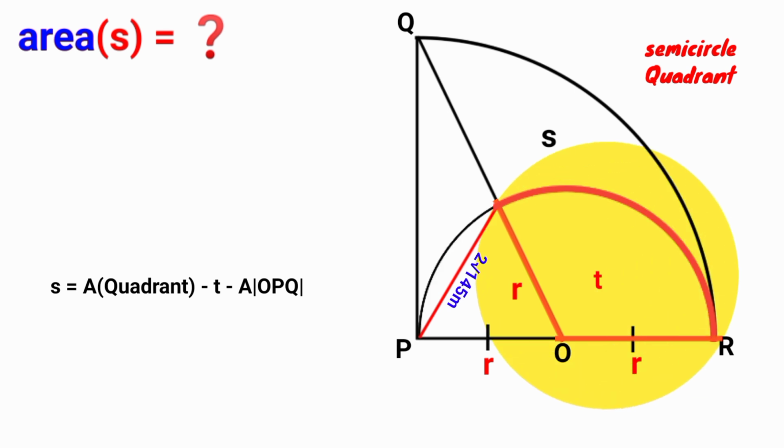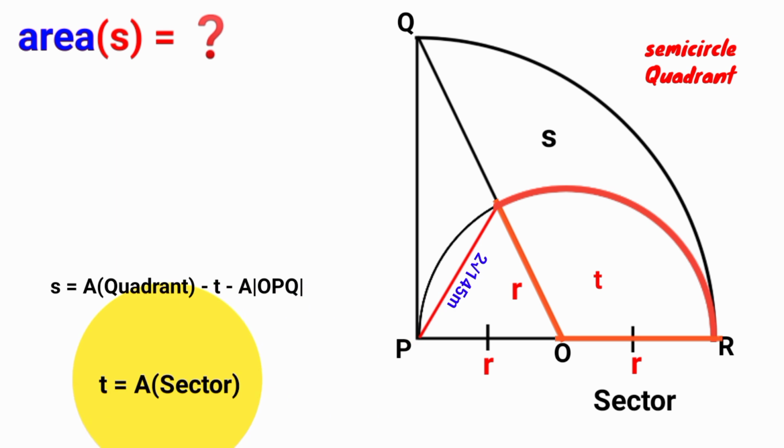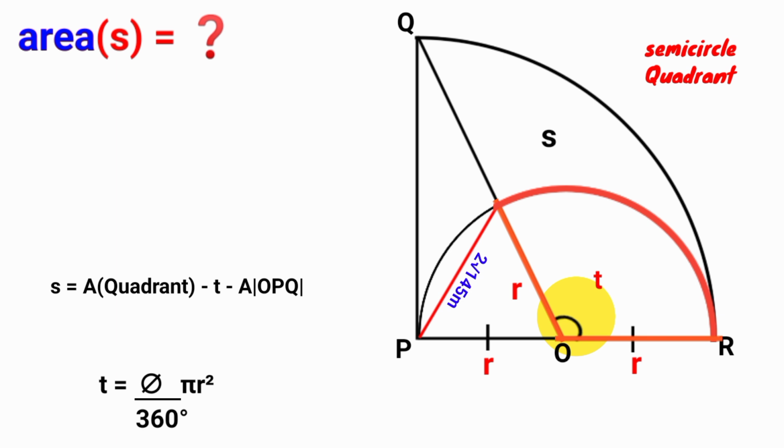Now look at this T. Since it is enclosed by two radii and an arc, it is a sector. So T equal to area of sector. The formula for calculating the area of sector is theta over 360 pi r squared. Theta is the central angle of the sector, which is this here. R is the radius. We already labeled this radius R. So T equal to theta over 360 pi r squared.